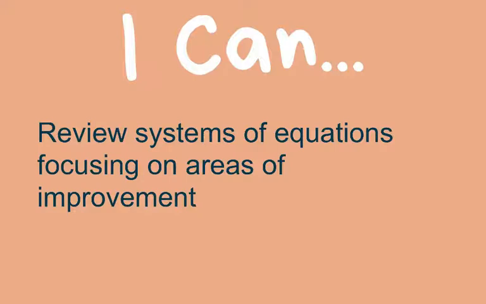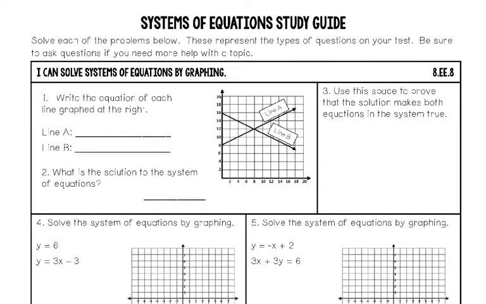So go ahead and turn to your study guide using the math section of your binder and get ready to look at your notes. All right, so the first thing you should be able to do is solve a system of equations by graphing. So number one says write the equation of each line graphed at the right.